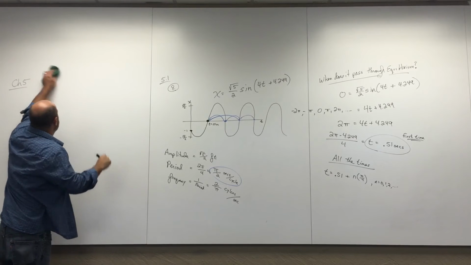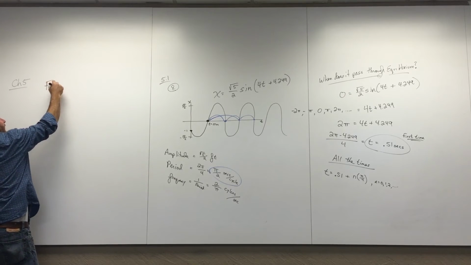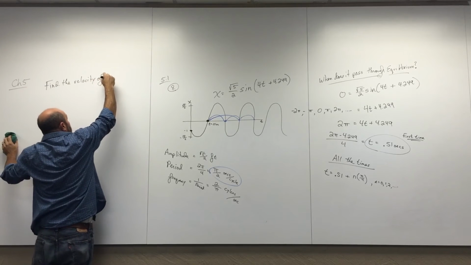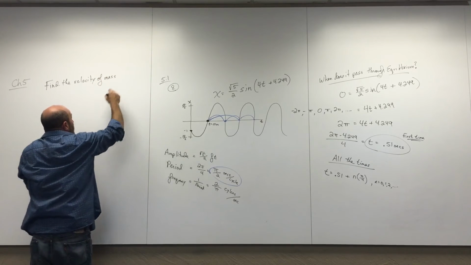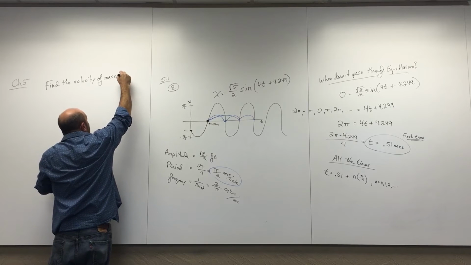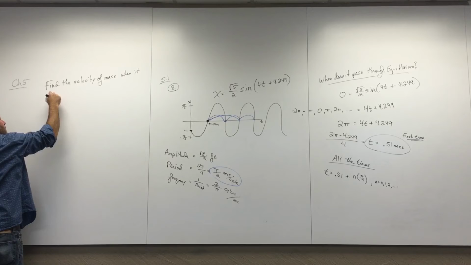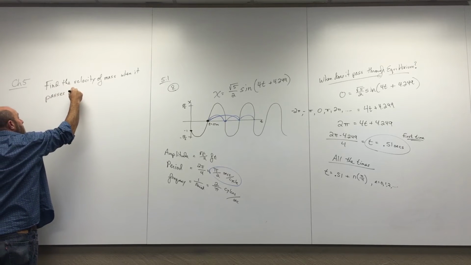So how do I write that question? Find the velocity of this mass. We're still on the ring. Find the velocity when it passes through equilibrium.